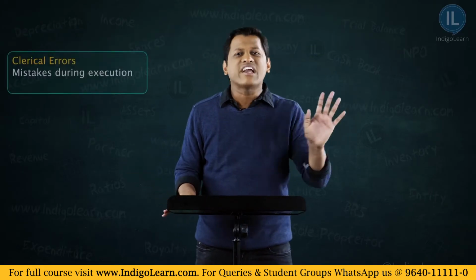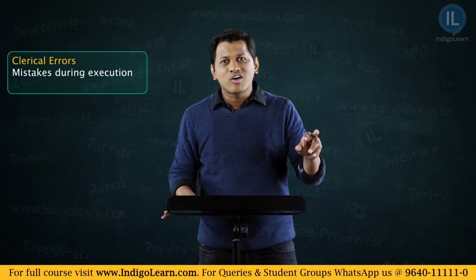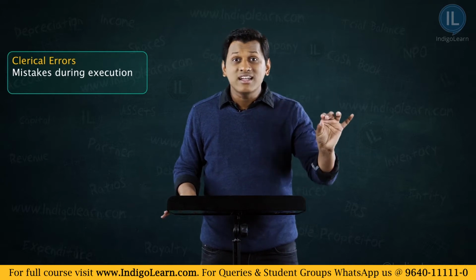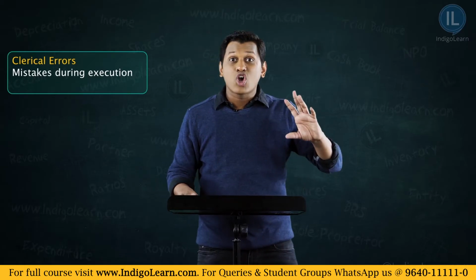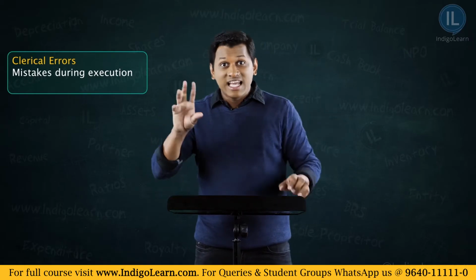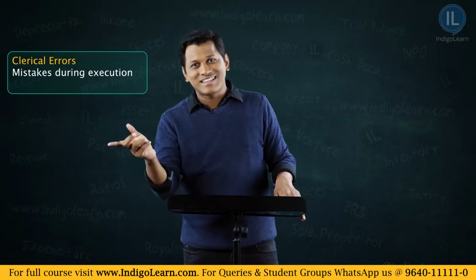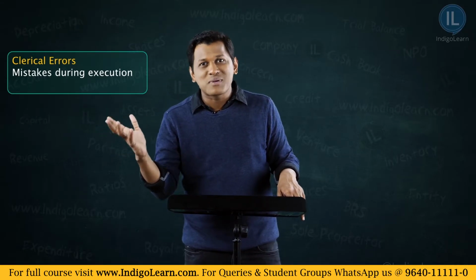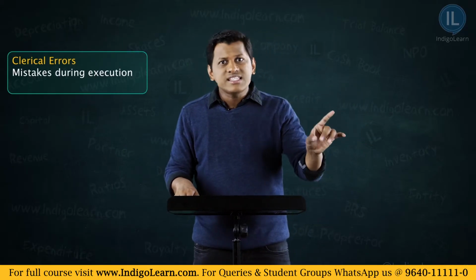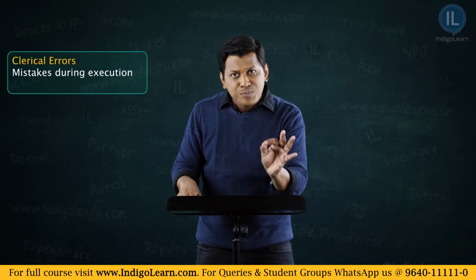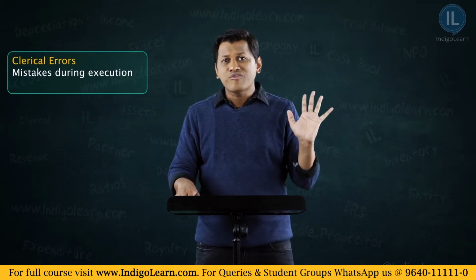Now come to clerical errors. Clerical errors basically are because of mistakes which are done in the execution of accounting responsibility. So it is not about knowledge. Please understand, principal errors could be about knowledge. Oh, I didn't know that. Probably that's also one reason why principal errors can happen. But when it comes to clerical errors, these are very clearly slips on the part of the accountant.